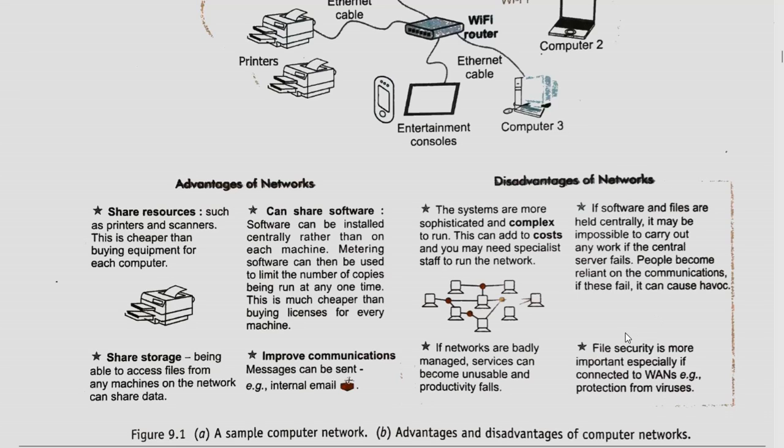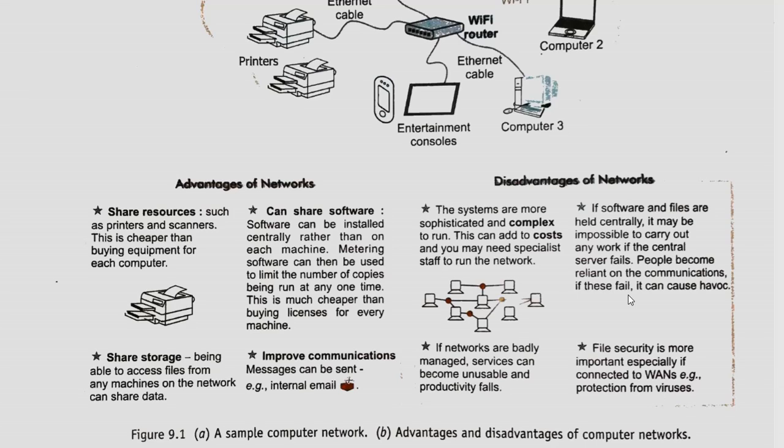Also, people become reliant on the communications. If these fail, it can cause havoc. Since in a network multiple people are working together, if there is a failure in the networking, all the people who are working together will be disturbed by that. It can cause a havoc situation. Everybody will find themselves working in a miserable environment, and they will be exhausted from that extra work. So that is again a disadvantage of the network.